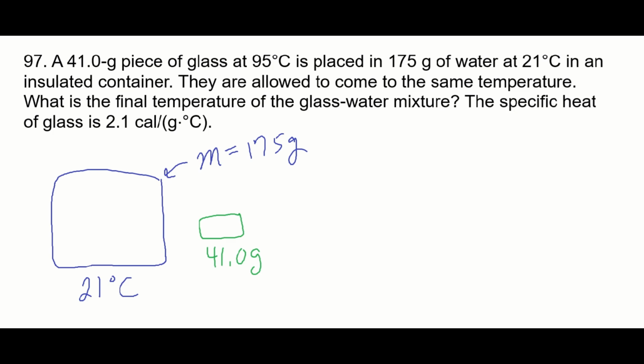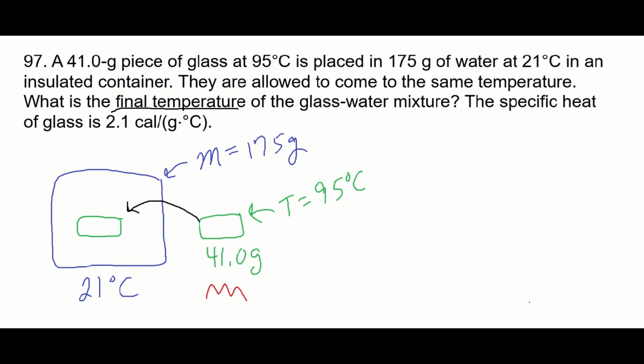And then we heat it up until the temperature of that glass is 95 degrees Celsius. Next, we take that piece of glass that's at 95 degrees Celsius and put it in the calorimeter that's filled with water. Next, we wait until the heat transfers from the glass to the water until the temperature is equal. So the final temperature is the same. So the question wants to know what that final temperature is.